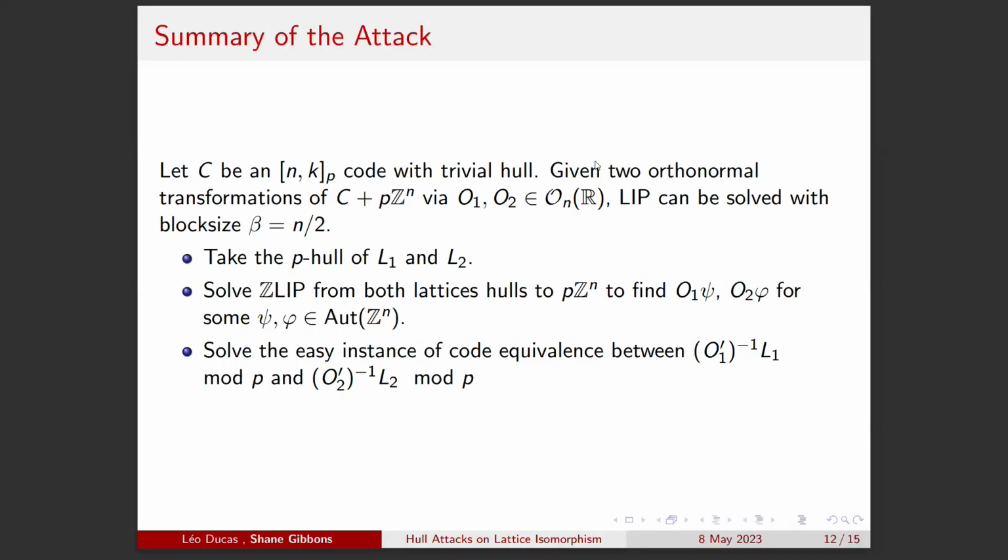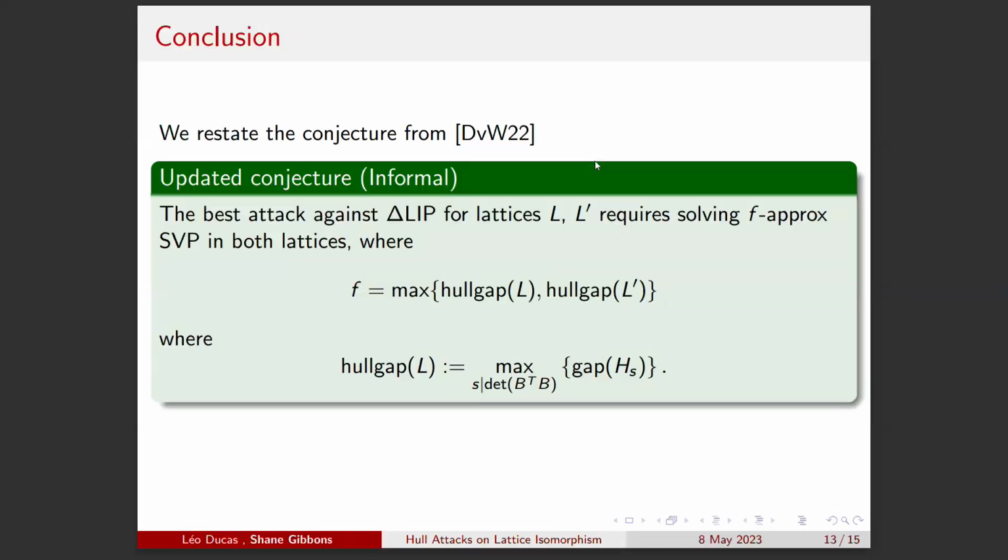This element of the automorphism group can be found by code equivalence, by just reducing the rotation modulo P, the 2 rotations modulo P, and solving this easy instance of code equivalence. And so finally, the result is that we must update the conjecture given by Ducave and Worden, essentially to take into account all of the possible hulls of the lattice.